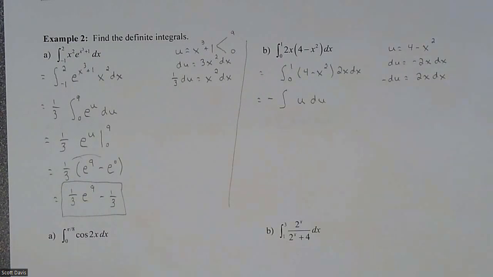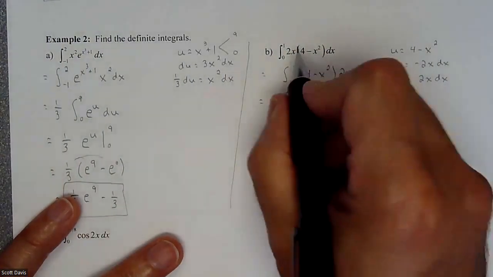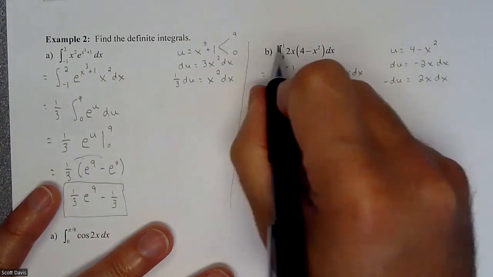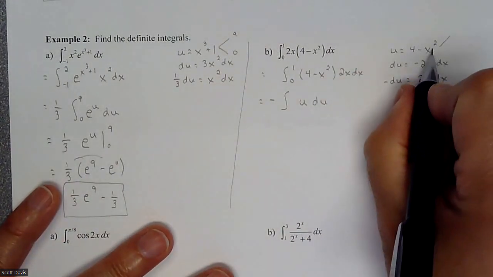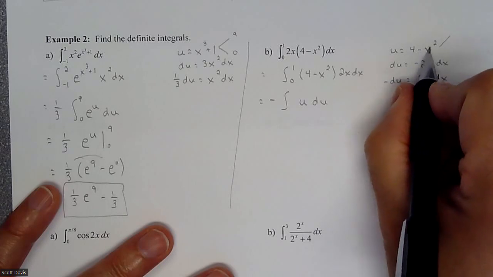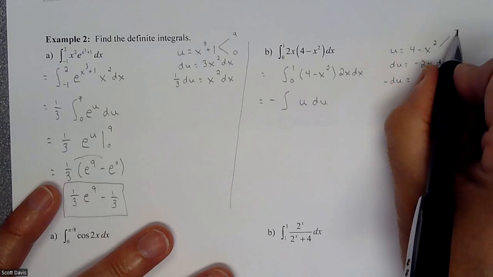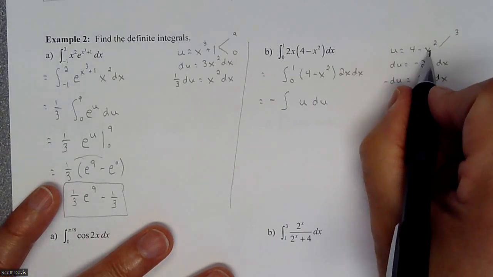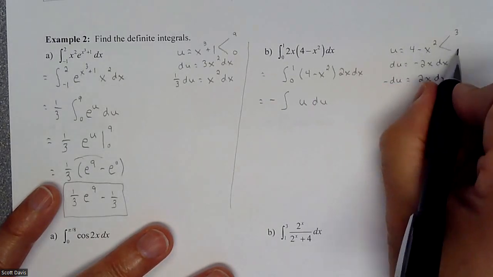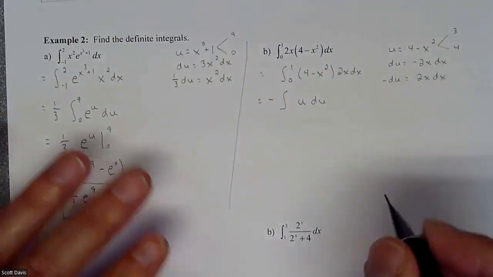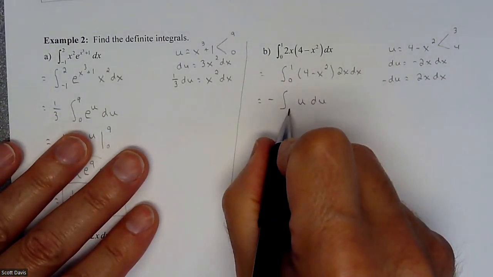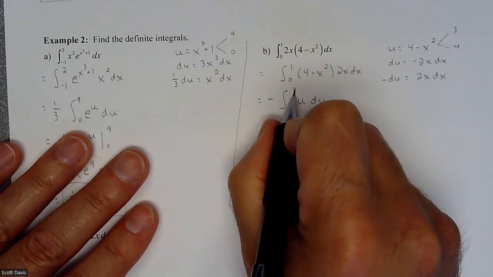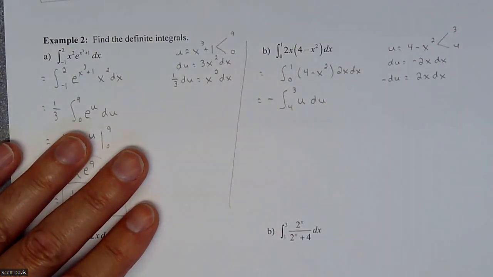Now I need different bounds because I'm going to leave everything in terms of u. So if I plug a 0, well, let's plug the 1 in. So if I plug a 1 into this, I would have 4 minus 1 squared, which is 4 minus 1, which is 3. And then if I plug the 0 in, I have 4 minus 0 squared, which is 4. So this would go from 4 to 3 of a much simpler type of problem.